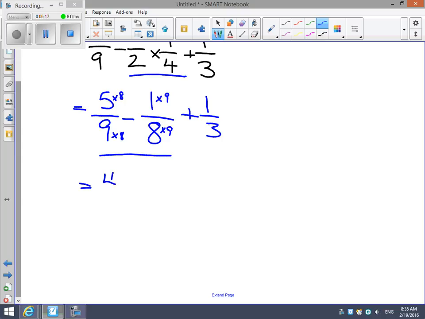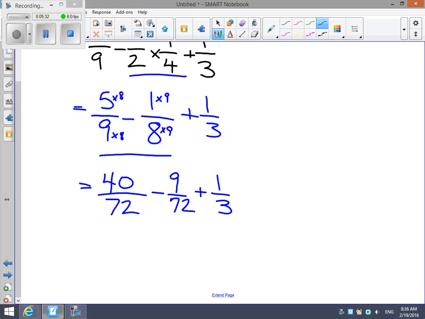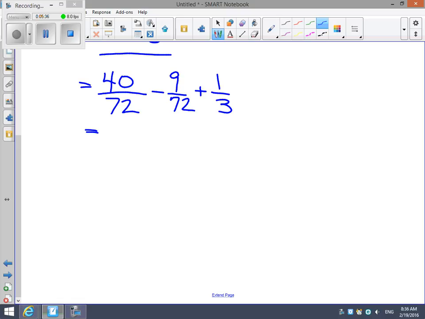So to rewrite that, 5 times 8 is 40, and 9 times 8 is 72. And I'm going to subtract 9 over 72. And then I write 1/3. I could easily have changed that to 72 as well in this step. Again, you're not actually working with it, you're just getting prepared. But here we go. 40 over 72 minus 9 over 72 is 31 over 72.